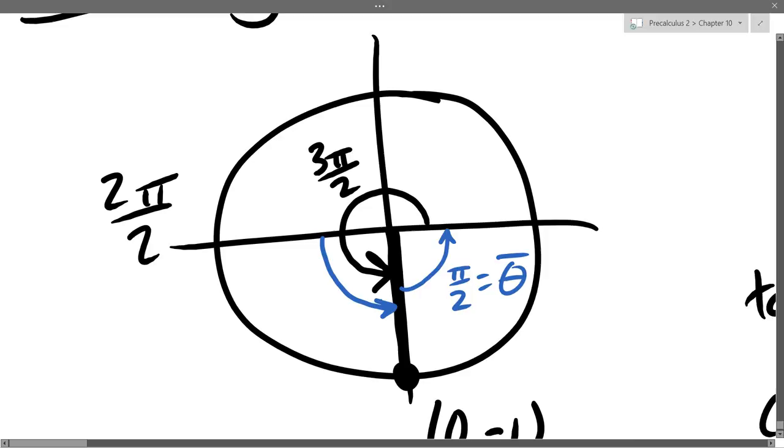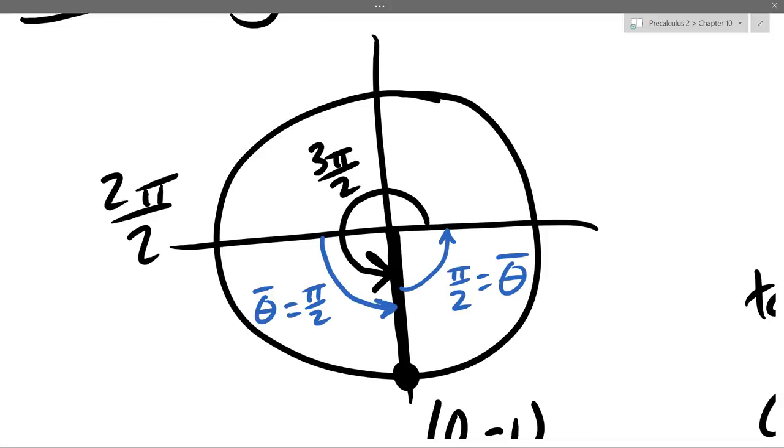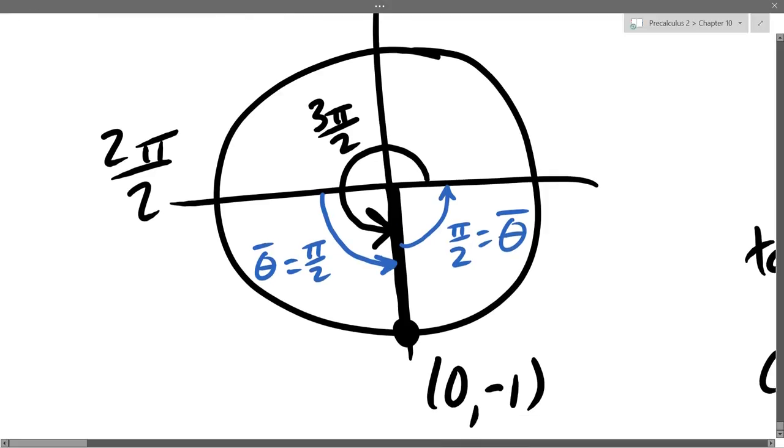And what is that angle? Also, pi over 2. So which one is correct? Both. You can use either one for 3 pi over 2. So for 3 pi over 2, you could use pi over 2, or you could use pi over 2 as your reference angle. It's your choice. Either way, you're using pi over 2, so it's actually the same thing.